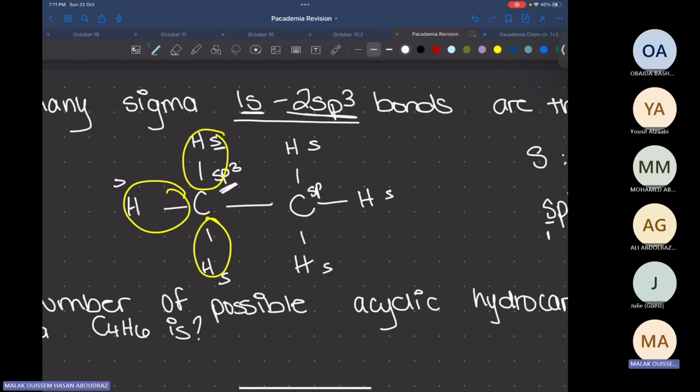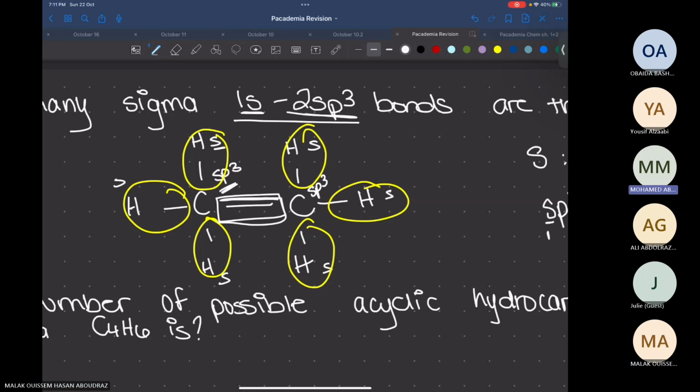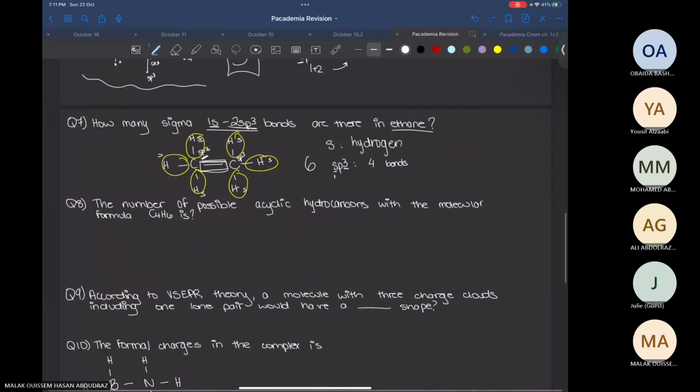Now let me go and do the same thing on the other side. This carbon is also sp3, right? Yes. So how many 1s, 2 sp3 bonds do I have here? 3. 1, 2, 3. But this bond here between the two carbons, this one is what? sp3. So do I count it? No. So how many do I have in total? 6. Okay, did everyone understand why it's 6?